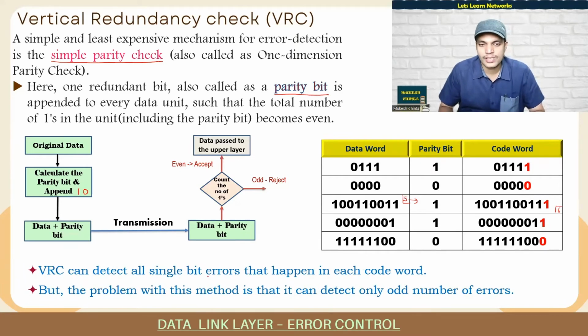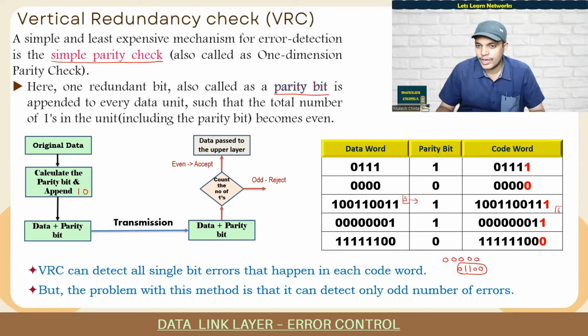VRC can detect all single bit errors that happen in each code word. Whichever code word you are sending, if there is a single bit error, it is easily detected. But the problem with this method is it can detect only an odd number of errors. Let me take an example: 0, 0, 0, 0, 0. This is the code word which I actually sent to the receiver. But unfortunately, because of an issue, 0, 1, 1, 0, 0 is the data that has been received at the receiver.